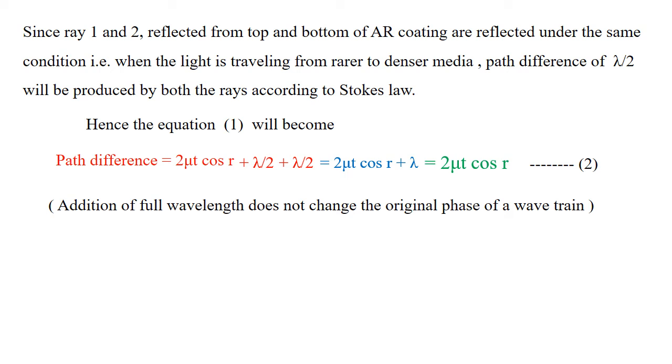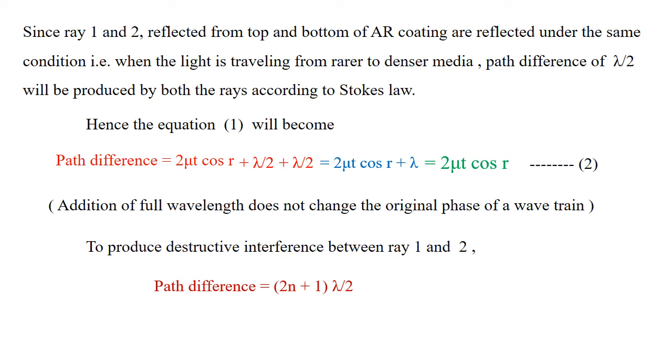Now destructive interference should take place between ray 1 and ray 2, so that the reflected intensity between ray 1 and ray 2 will be 0. So here the path difference must be equal to (2n plus 1) lambda by 2, that is the odd integral multiple of half the wavelength, where n will start from integer value 0, 1, 2, 3, etc.